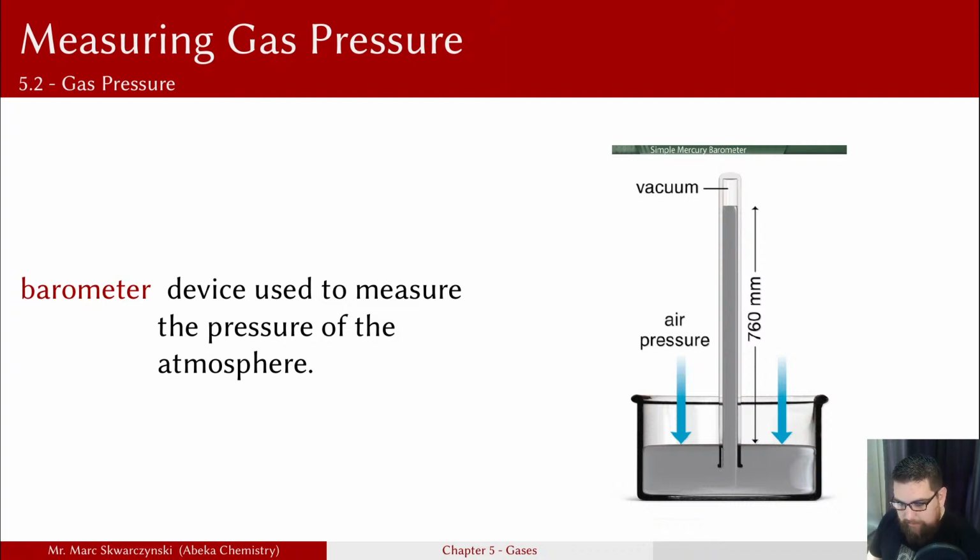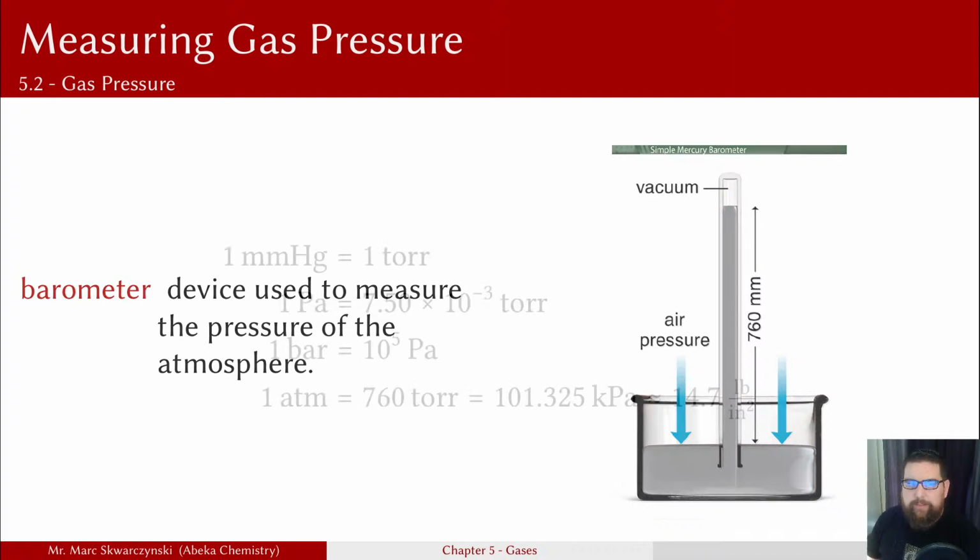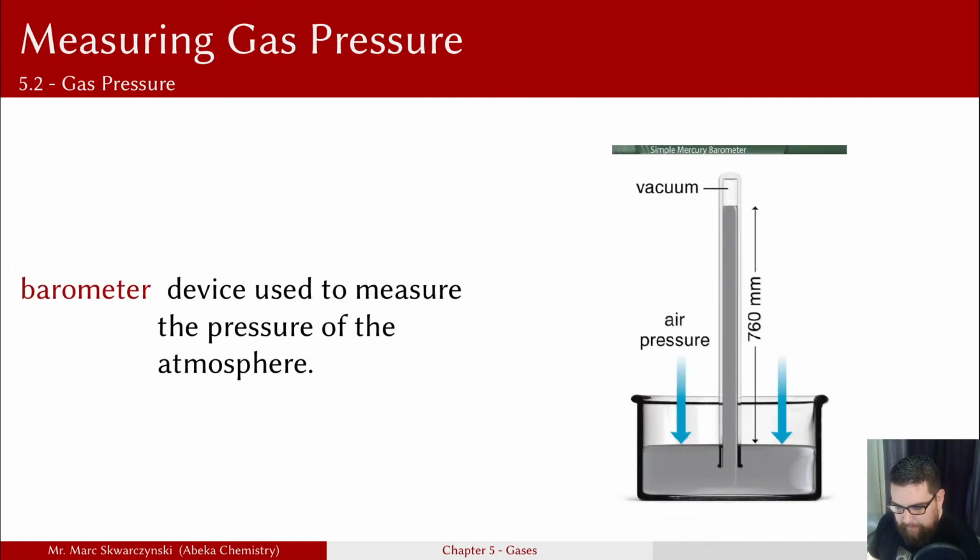The mercury barometer was invented by Evangelista Torricelli, and I'm sure I just butchered that, in 1643. This instrument is prepared by filling up with mercury a long glass tube that is sealed at one end and inverting the open end in a dish of mercury.